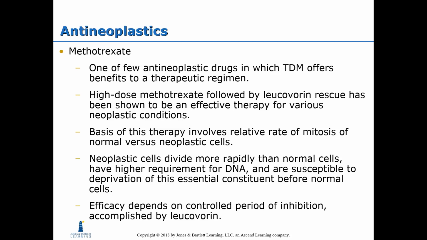The basis of this therapy involves the relative rate of mitosis of normal versus neoplastic cells. Neoplastic cells divide more rapidly than normal cells, have higher requirement for DNA, and are susceptible to deprivation of this essential constituent before normal cells. Efficacy depends on a controlled period of inhibition accomplished by leucovorin.